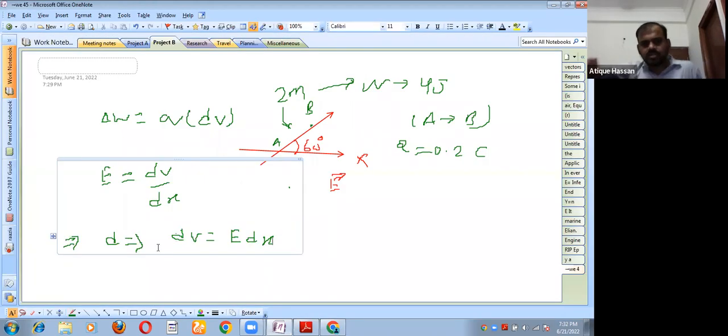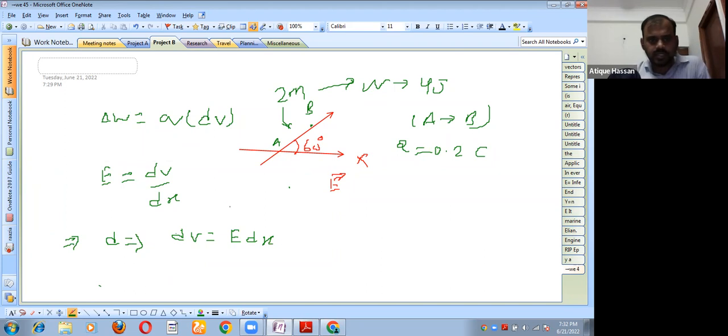Here we are only concerned with the magnitude, so we will omit the negative sign. There is no need to put a negative sign. Now, here the problem is that you have to go to the actual formula.